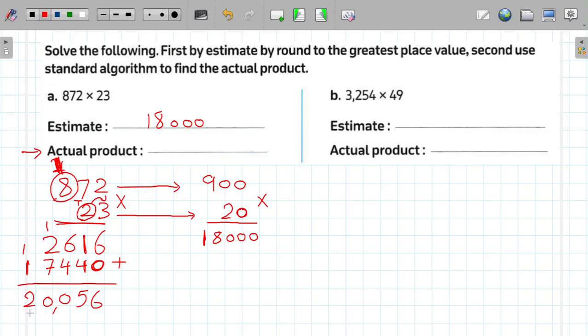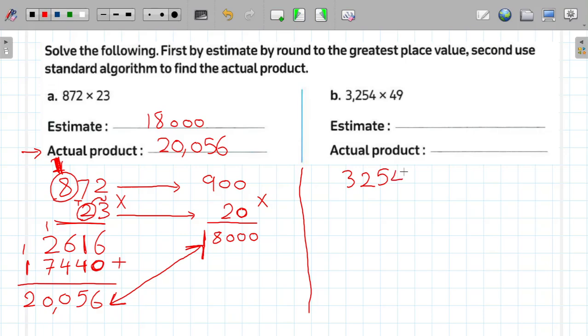So the result will be 20,056. Since 20,000 is very near to 18,000, our estimation is very reasonable. So the actual product is 20,056. Okay, let's try another one. I have 3,254 and the second number is 49.